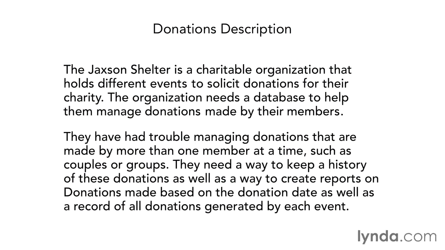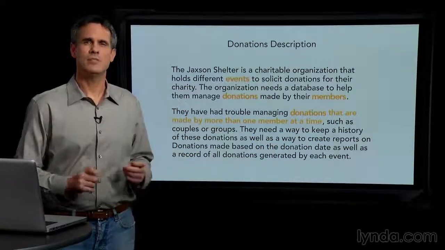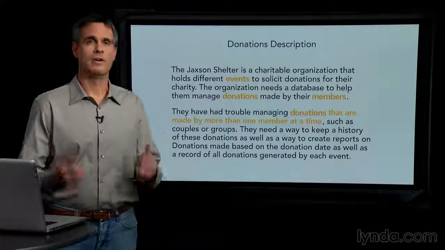Using the nouns technique, we can identify our entities as events, members, and donations. Each of these entities are in fact different and discrete types of data, and each can be described differently from the others. Let's also make note of the phrase donations that are made by more than one member at a time for later reference. Identifying these entities tells us what tables we'll need to define in our database. These will then become our entity list.